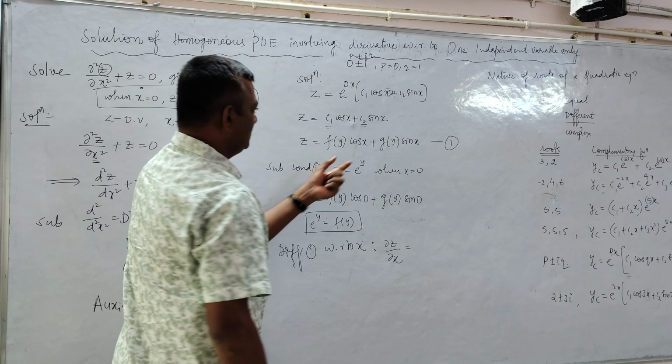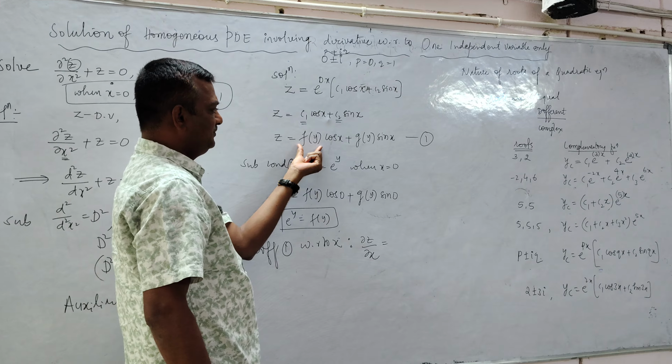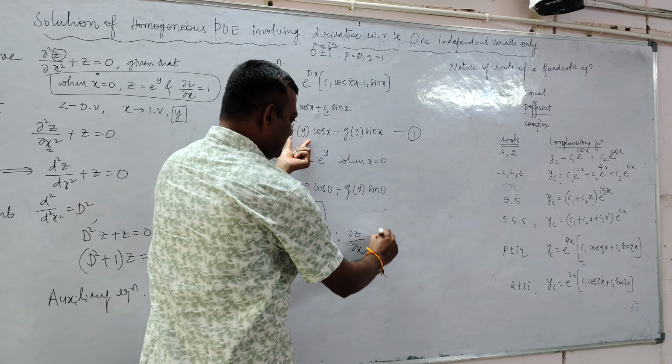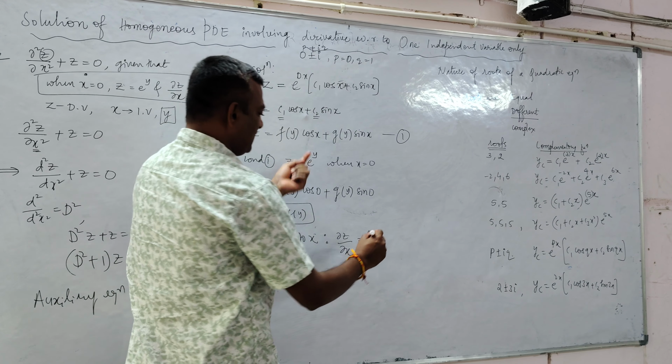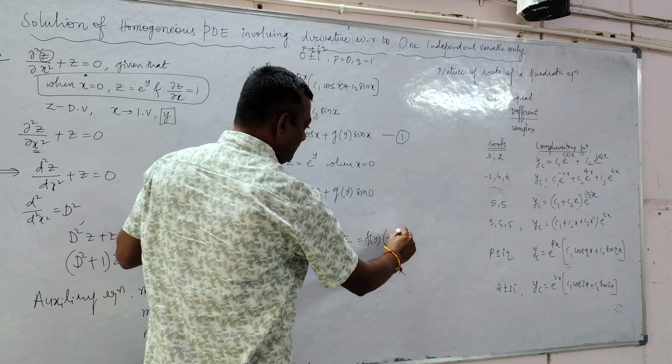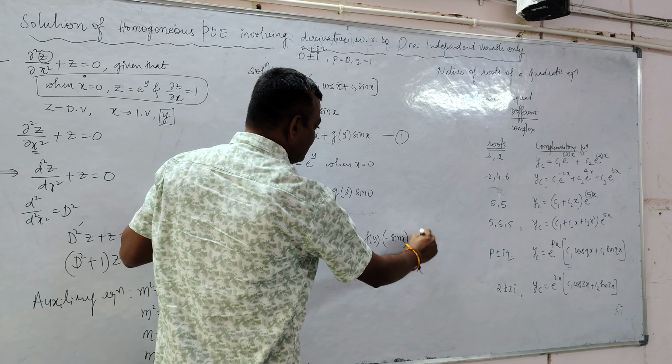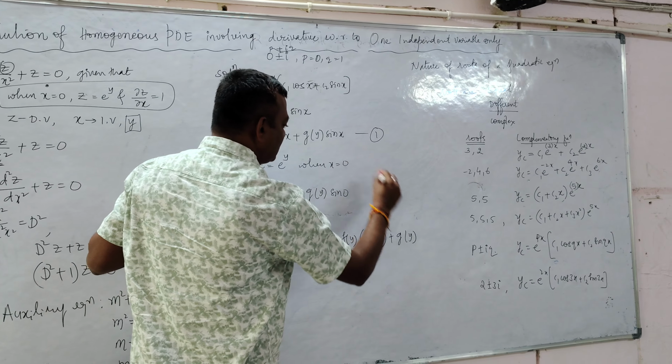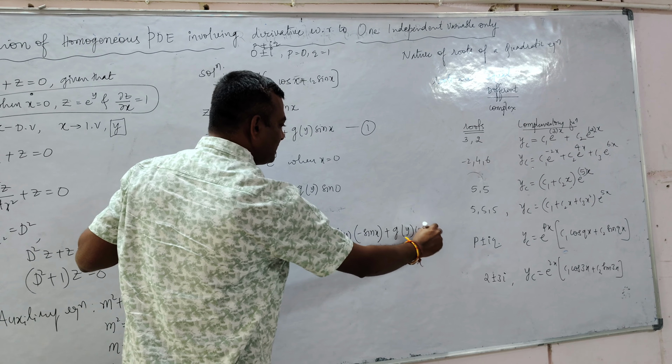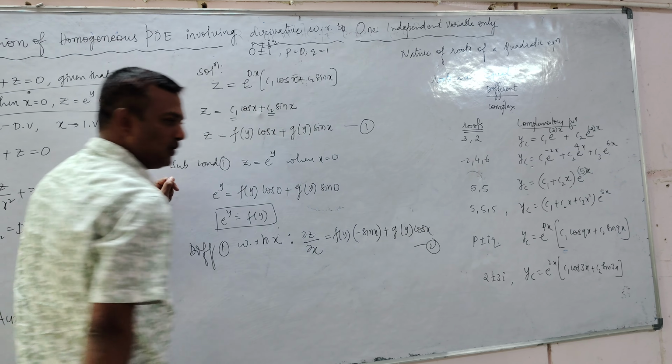Dou z by dou x is equal to, with respect to x, function of y is constant, differentiation of cos x is minus sin x, here g of y is constant, sin x is cos x. Call it equation number 2.